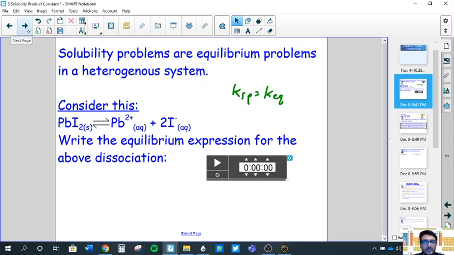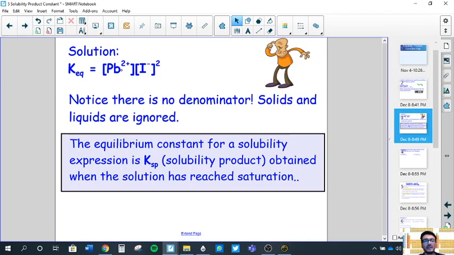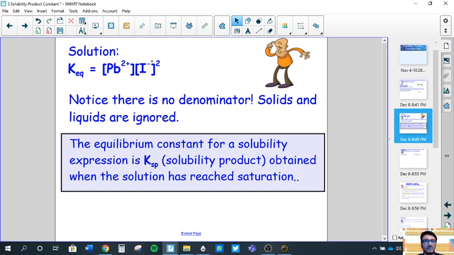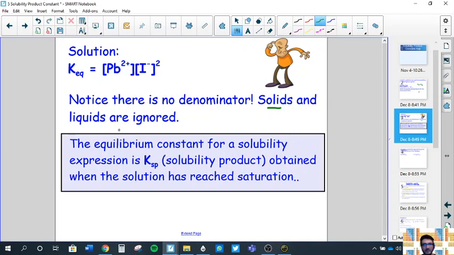Okay, so hopefully you've written your Ksp expression or your Keq expression for this, and it looks like this. According to the balanced equation for the dissociation of lead 2 iodide, we have a 2 coefficient, which means we're going to have a 2 exponent on the concentration of iodide, and a 1 for the lead 2 ion, not seen here. Something else you might notice is that there is no denominator. There shouldn't be a denominator because that would be the reactant, which in this case is a solid. And we know that solids and liquids are ignored in our Keq or Ksp expressions.